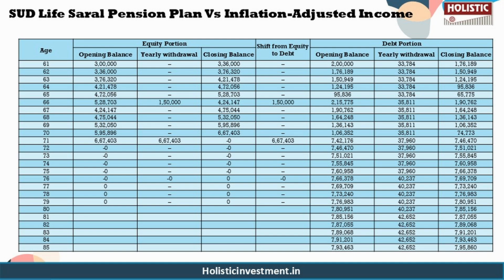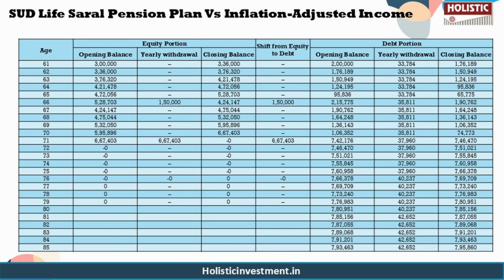To address this, let's consider an inflation adjusted strategy using the same figures from the SUD life policies benefit illustration. So here we are going to take a look at inflation adjusted income strategy. So we are going to use the same figures from the policy brochure with a retirement corpus of 5 lakhs and an initial annual withdrawal of 33,784 rupees. So the strategy is worked out to demonstrate potential outcomes.